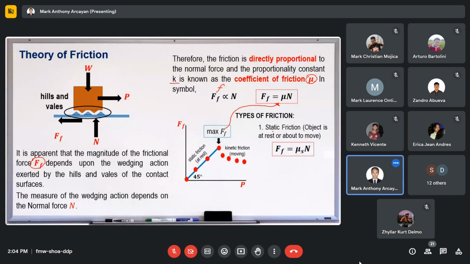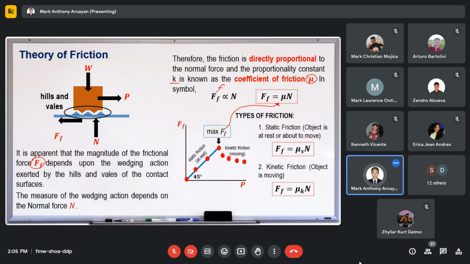So, the first type is static friction. The formula to calculate the static friction for an object that is at rest or about to move, another term for it is impending, is F_F equals mu_s N. So mu_s denotes the coefficient of static friction. On the other hand, the second type, kinetic friction, is applicable only if the object is moving. So use mu_k N. Mu_k stands for the coefficient of kinetic friction.